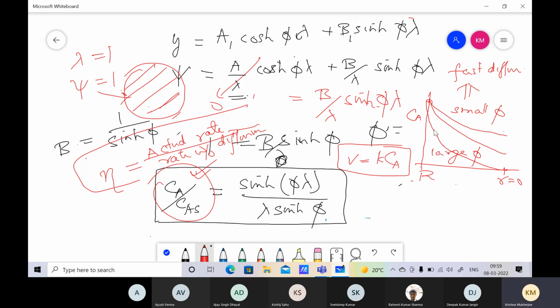Okay, so is this clear? What is the profile of CA? This is the profile of CA: sine hyperbolic phi lambda upon lambda sine hyperbolic phi. So stop here. Tomorrow we'll discuss this in the next class. Is it clear? I hope these are differential equations which you have solved earlier but just forgotten. I'm sort of reminding you.